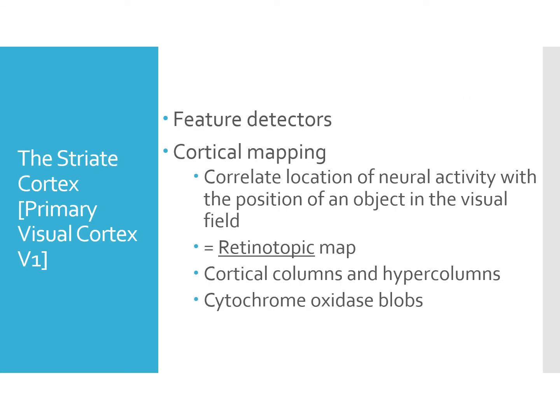Okay, so we've gotten this information to the primary visual cortex, also called the striate cortex, and I'm going to talk about a number of things there. One, feature detectors. So we've already talked about receptive fields. These are neurons that are responding to certain aspects of the environment. And then we're going to move into the cortical mapping, or the organization of the striate cortex, where we're going to see this correlation of the location of neural activity in the striate cortex and the visual cortex with the position of an object in the visual field, which is a retinotopic map, as I'm going to call it.